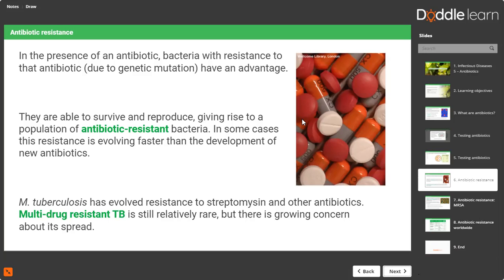Tuberculosis has evolved resistance to streptomycin and other antibiotics, and so now we have something called multi-drug resistant TB. It's still relatively rare, but there is growing concern about its spread. So again, it's why prevention, inoculating people against TB, is often preferred to letting people get TB and then trying to treat them. It's why there's always lots in the press, especially when you go to doctors and you're given antibiotics and you're told you must take your full course of antibiotics.